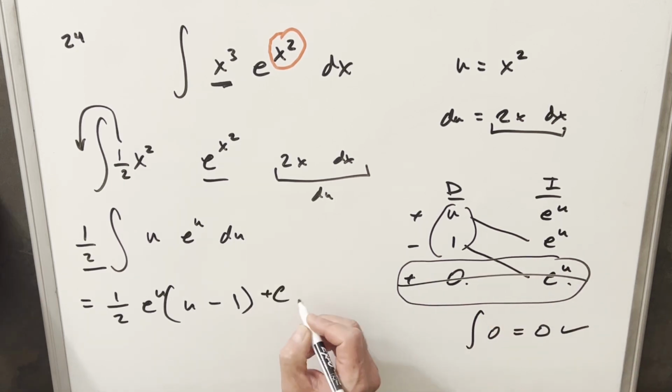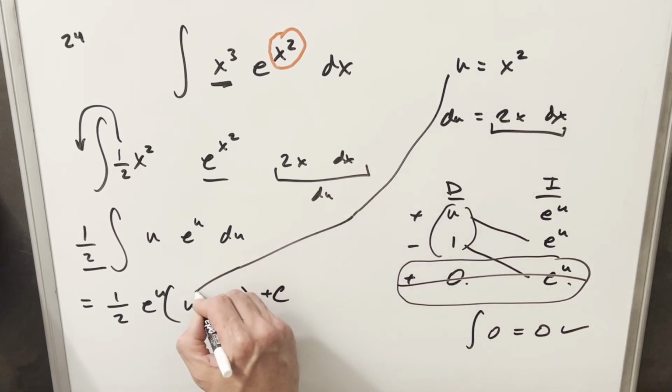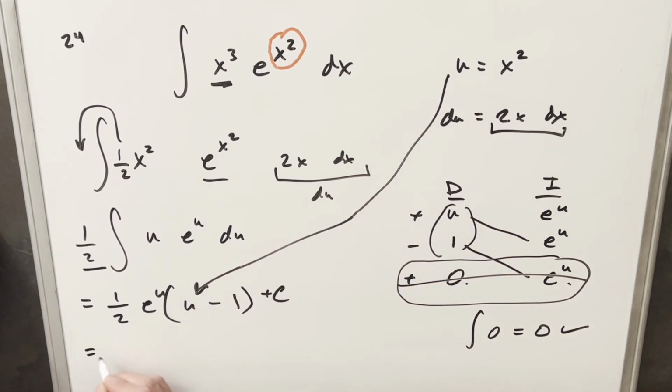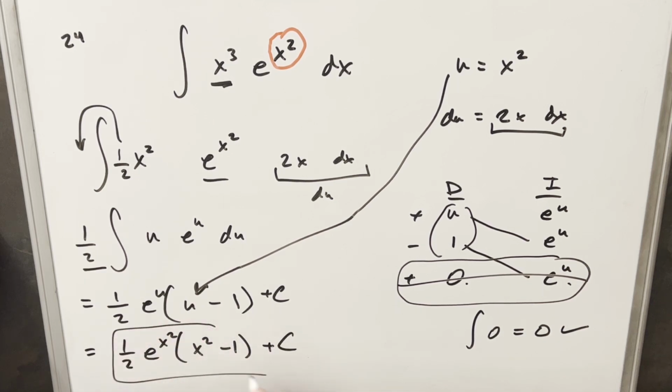Let's just take this piece here, and we just need to back substitute. We just need to bring our u back. So doing that for our final solution, we're going to just have 1/2 e. U again is x squared, so we're going to have e to the x squared, and then we're going to have x squared minus 1 plus c, and that's it.